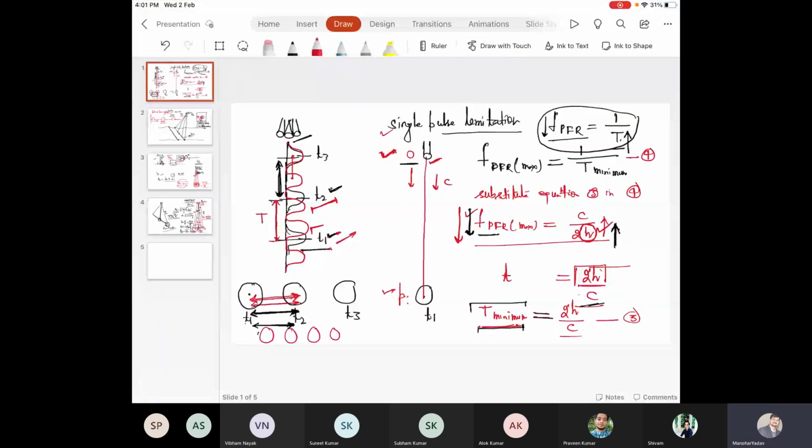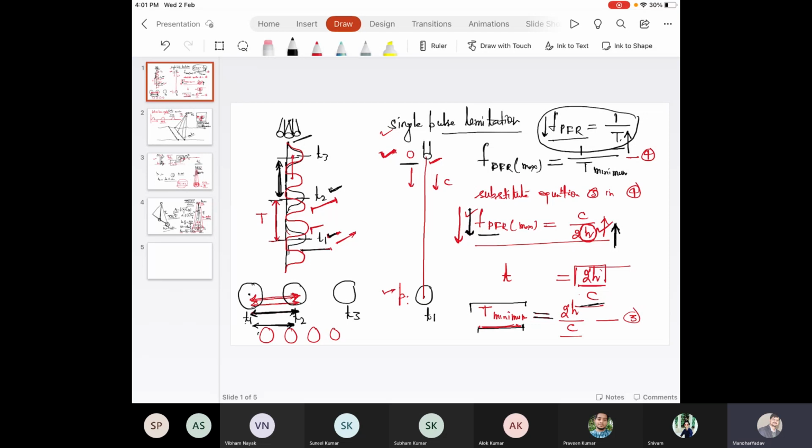Okay, so let me know, is it clear to all? Fine. So this was the single pulse limitation in the first version of LiDAR sensor.